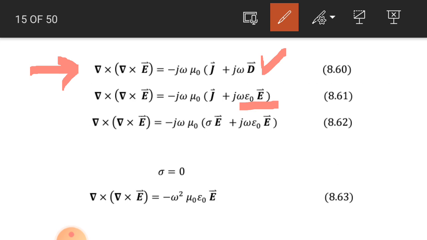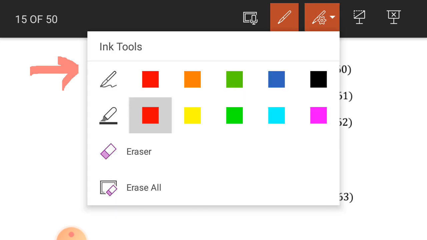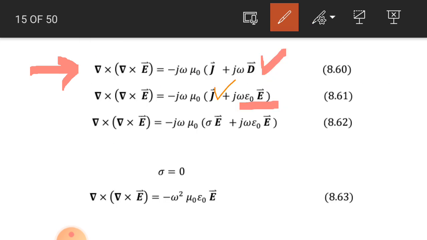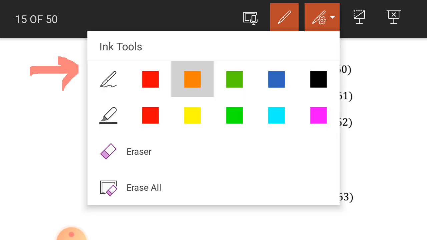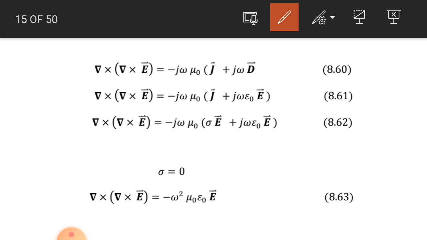So the curl of the electric field intensity is equal to minus j omega mu naught into J plus j omega epsilon naught into E. We know that J, which is the conduction current density, is equal to sigma E, where E is the phasor value of the electric field intensity. So we put the value of J in equation number 61, and we obtain equation number 62.